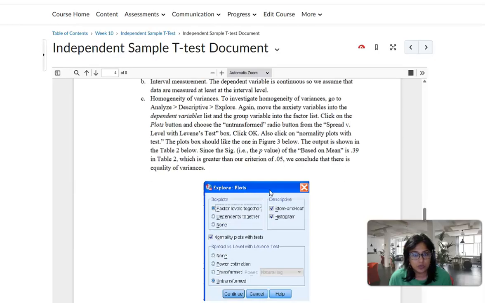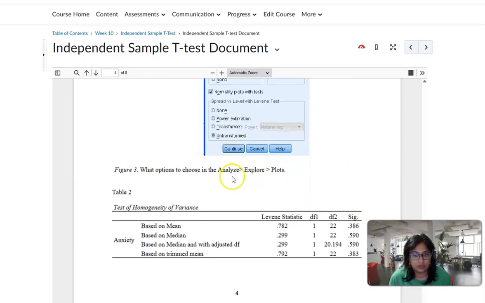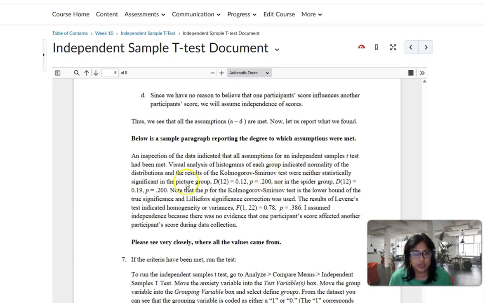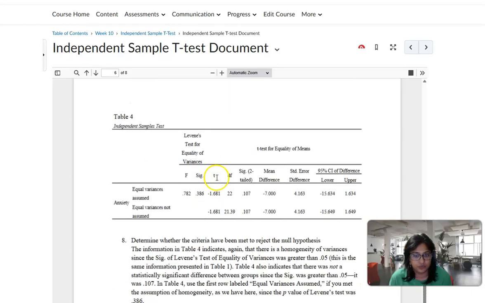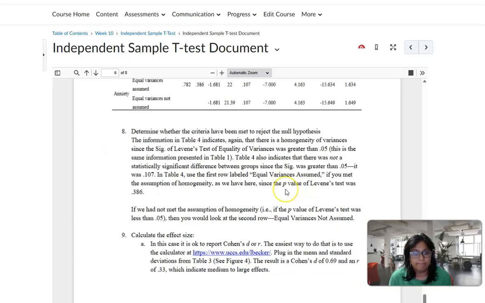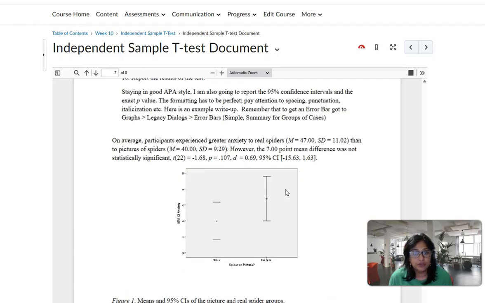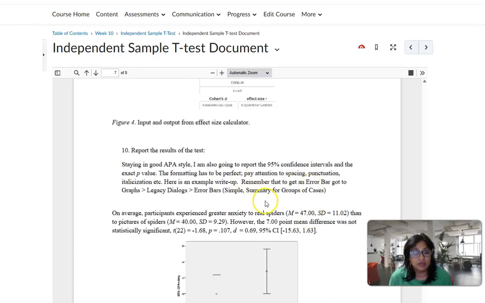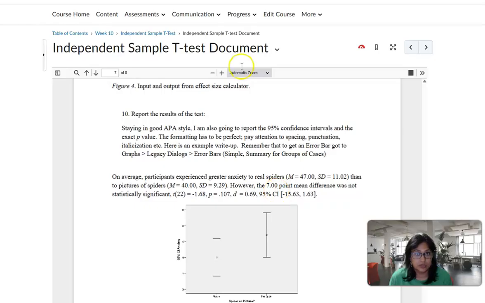So this is what goes on, and you can see all the tables that are generated and everything that is generated for you. Okay. So what do you have to do? You're going to be writing a report. So here is your sample report here.